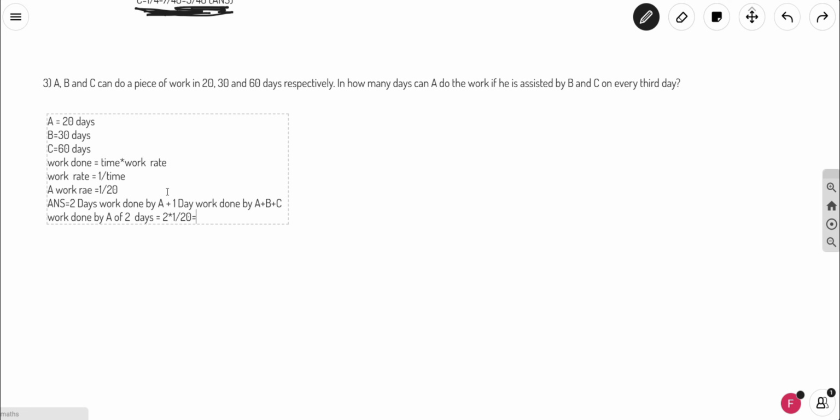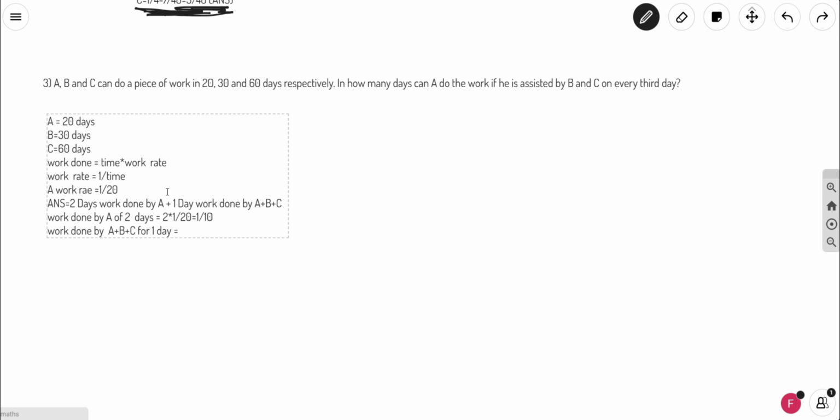We will find A's work rate, which is equal to 1 upon 20. So work done by A in 2 days is 2 into 1 upon 20, which is equal to 1 upon 10. So this is the work done by A in 2 days. Now we have to find the 1 day work done by A plus B plus C.